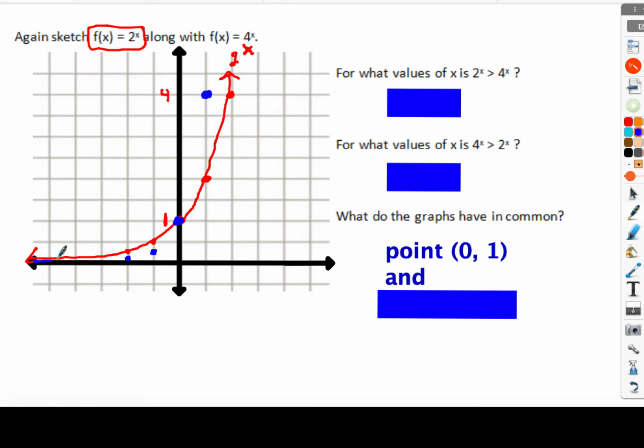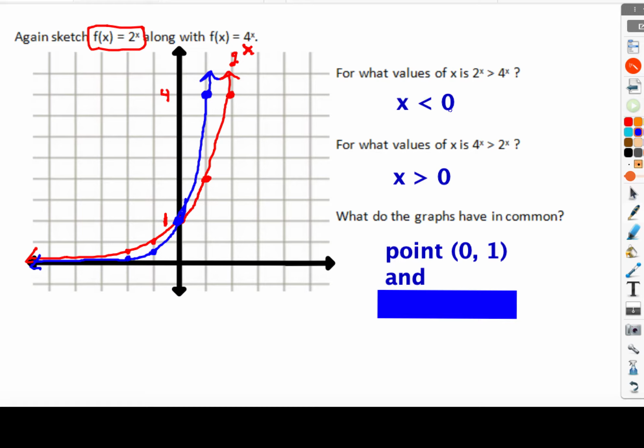So notice out here to the right, the blue line is actually below the red line. They're going to cross over at 0, 1, and then we're going to rise above there, right? Just a nice smooth curve there to the right. So again, when is 4 to the x greater than 2 to the x? Well, definitely out to the right of 0, but notice to the left of 0, we're definitely below, right? The blue line's below the red line.